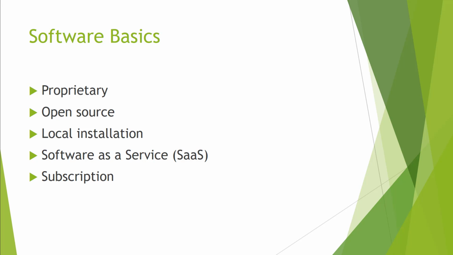Now, when it comes to installing or distributing your software, there are 3 different options for distribution. You have a local install, which is you got a DVD, you install it, and it's on your computer. You have software as a service, which means the vendor is hosting the software on some server and you're going to access it via the internet.